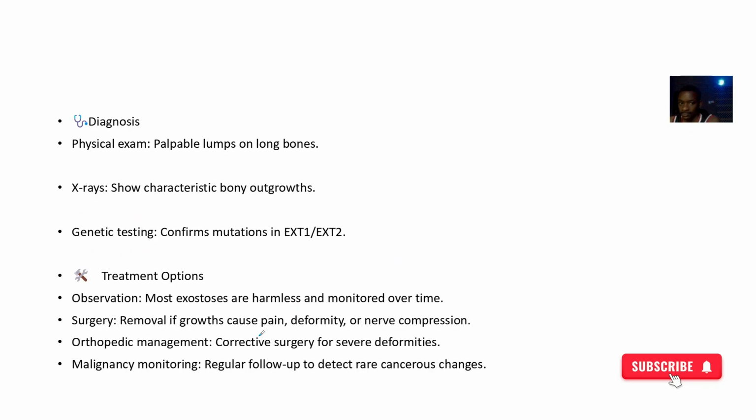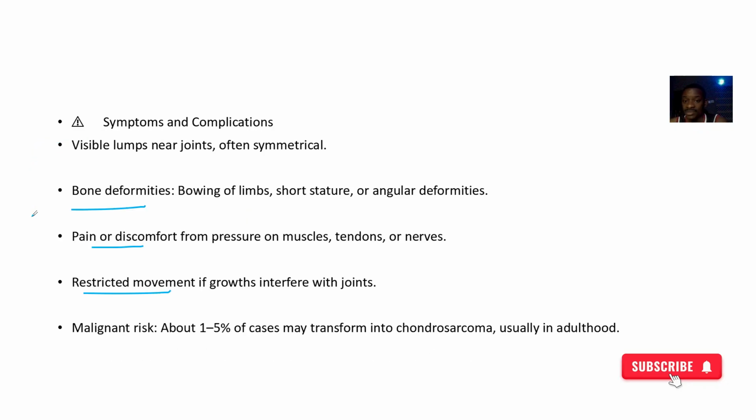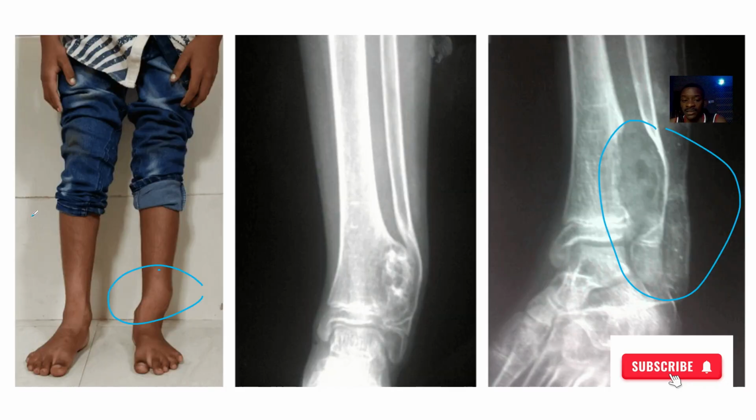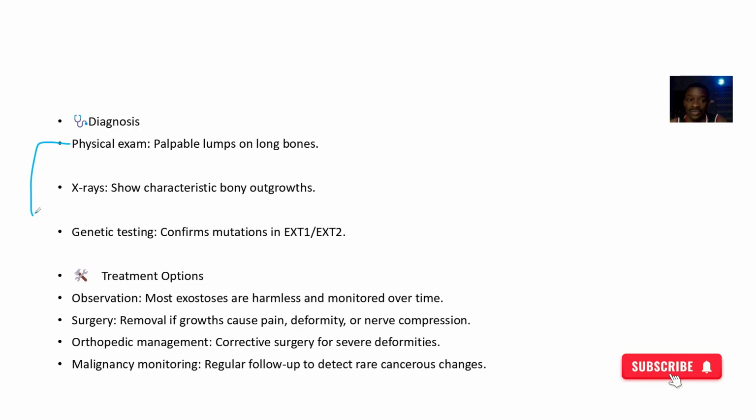You diagnose it physically when you see that a patient has a deformity, but many things could cause deformities. So you might want to do imaging like x-rays. They can do genetic testing to specifically know the gene that has the issue, which you get to see, whether the EXT1 or the EXT2 gene has the issue.